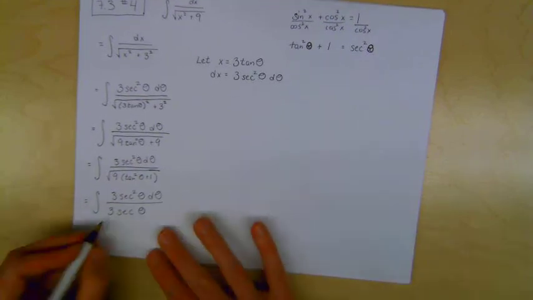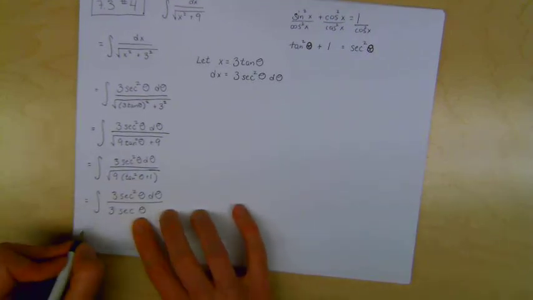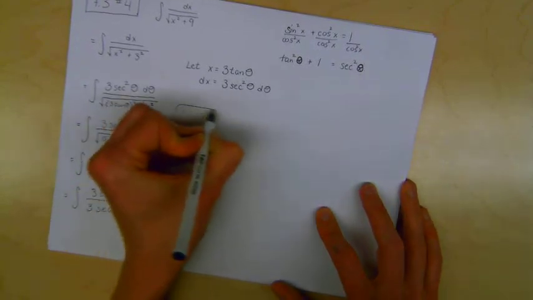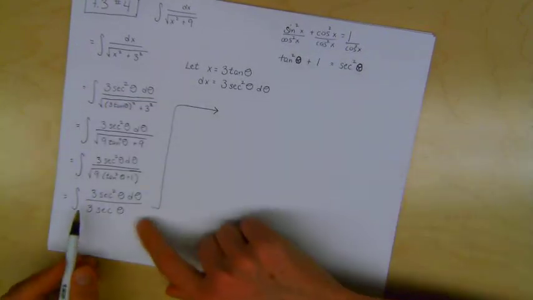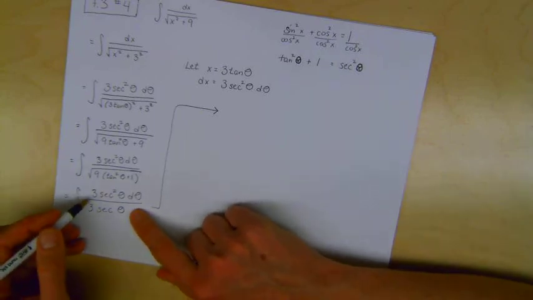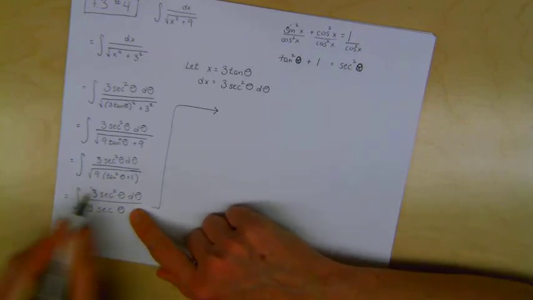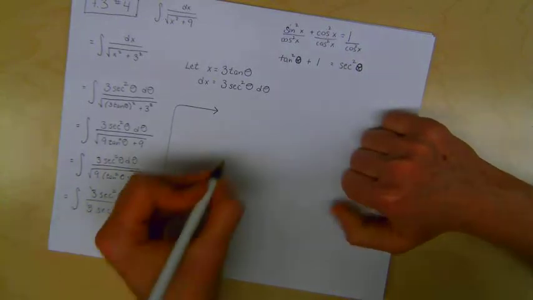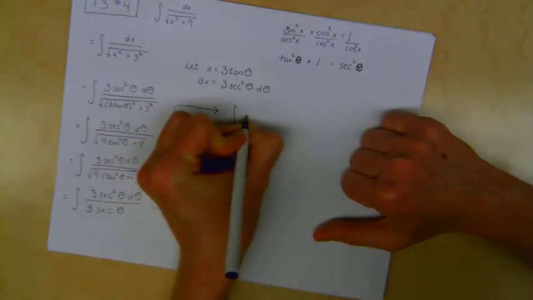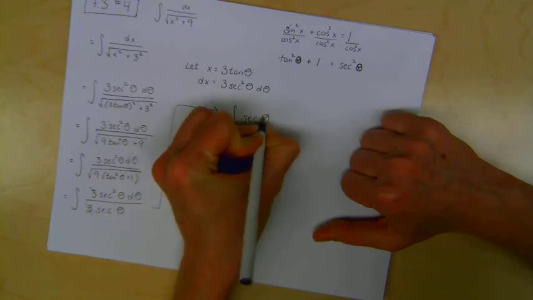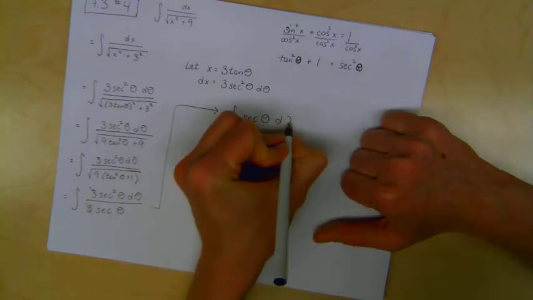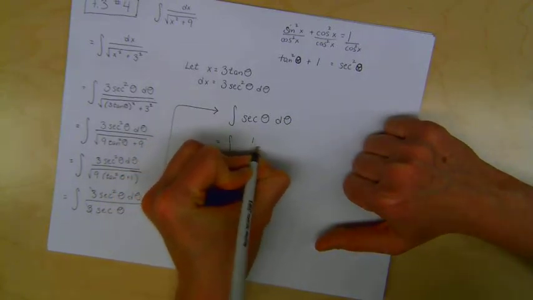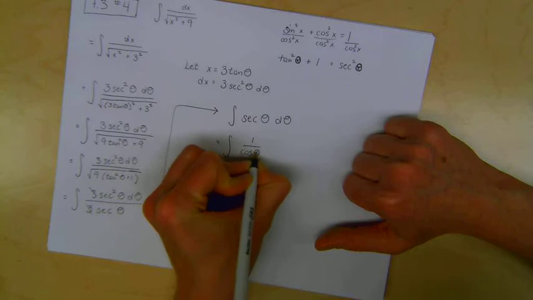And aha! Let's finish this off. Continuing up here, notice that my 3's cancel. That's great. One of my secants cancels, so I'm left with just the integral of secant of theta d theta, which is the same thing as the integral of 1 over cosine of theta d theta.